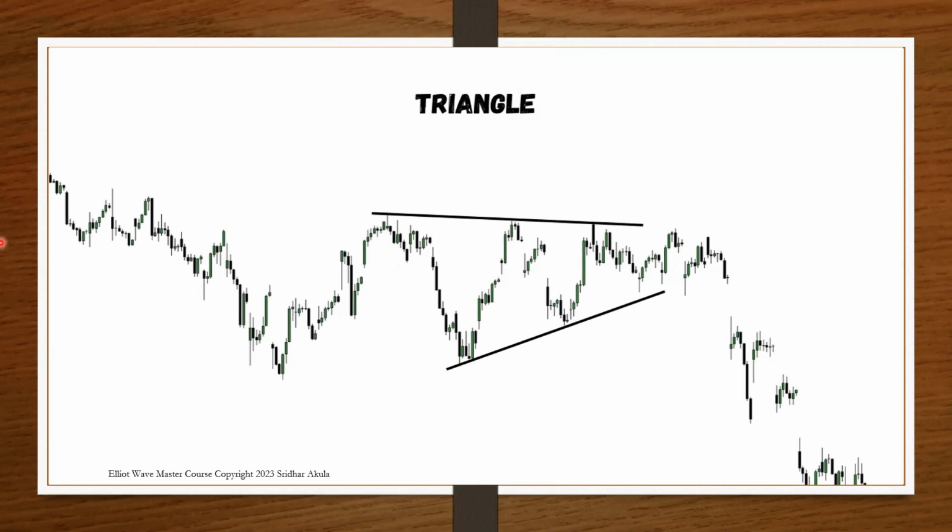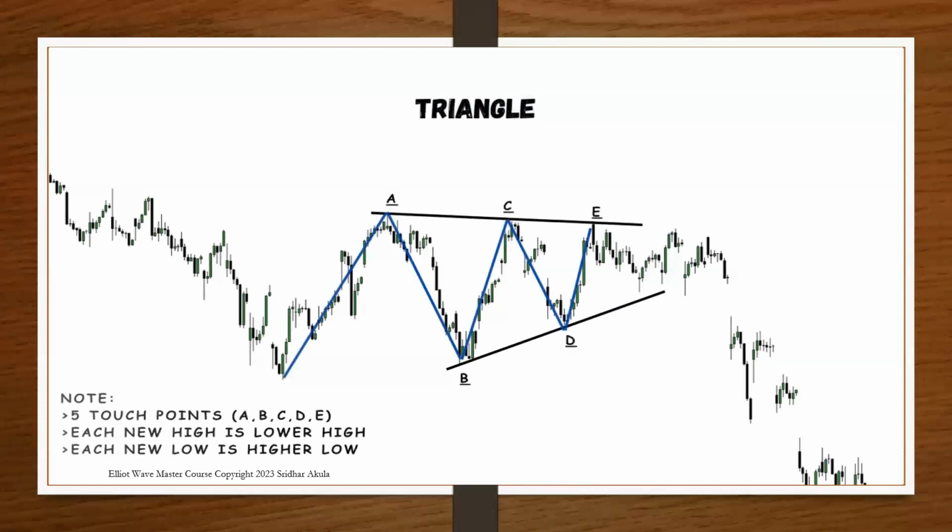Okay, so let's get into the rules of a triangle. For a triangle, we have 5 touch points, meaning there are 5 legs inside a triangle. Namely, it's A, B, C, D, and E. The major point of identifying a triangle is that every high here is a lower high. Every low here is a higher low.